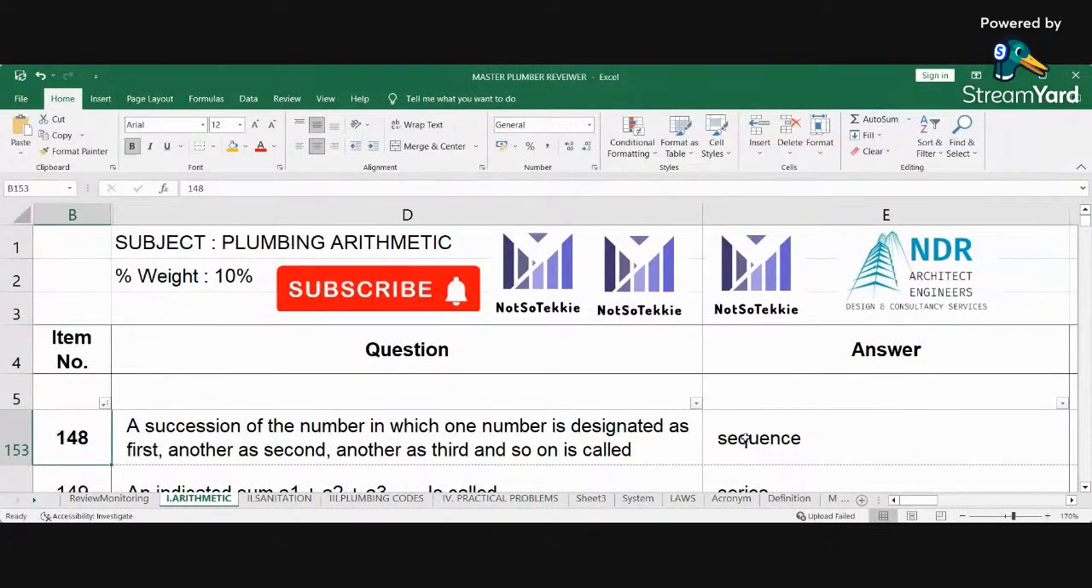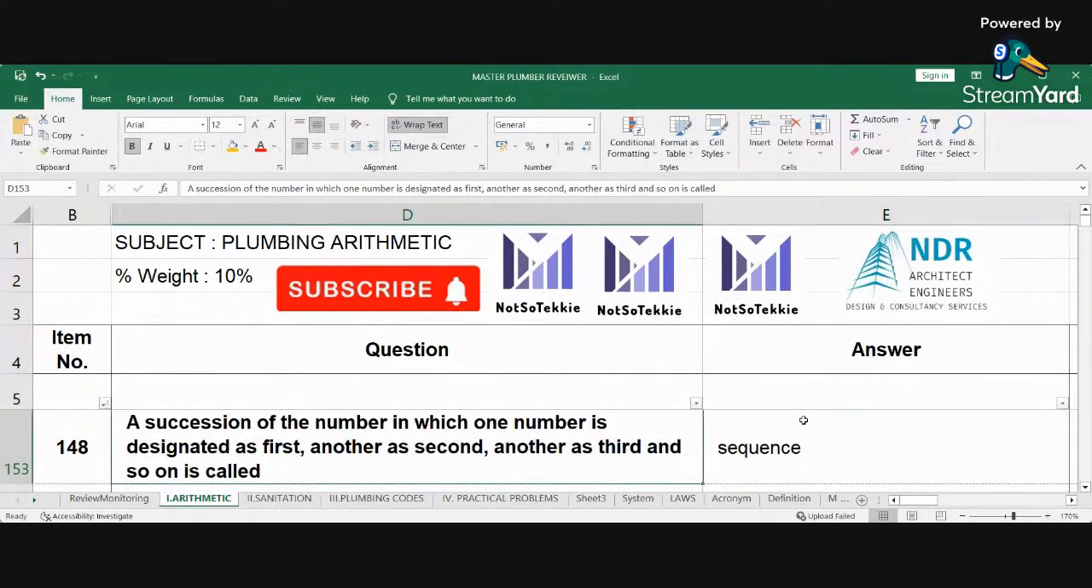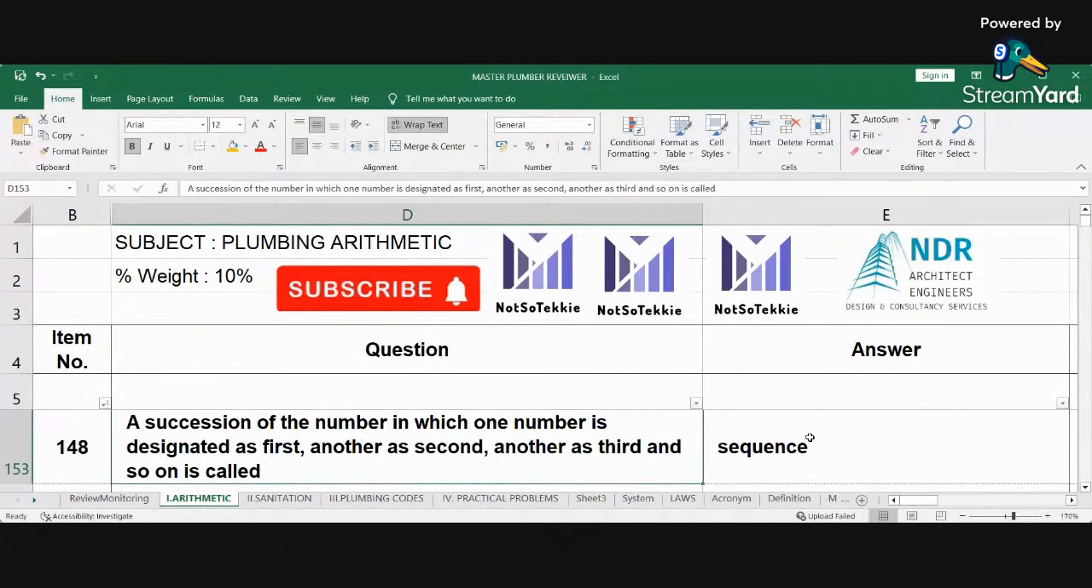148. A succession of numbers in which one number is designated as first, another as second, and another as third, and so on is called sequence. A succession of numbers in which one number is designated as first, another as second, another as third, and so on is called sequence.